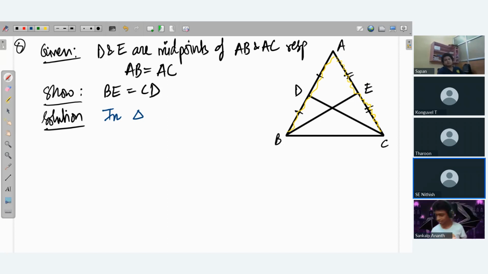When I drew a line from D to E, it'll make angle A common for both triangles.